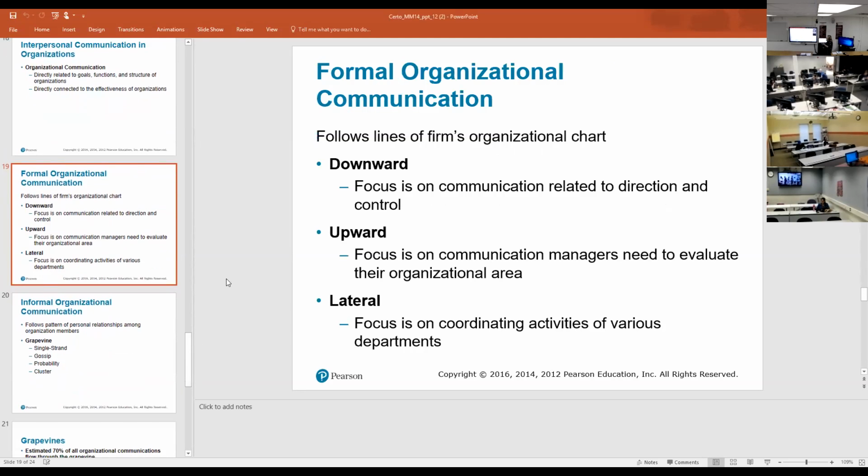Organizations will communicate downward, upward, and laterally, okay? The downward is communicating based on the organizational charts to people who are below you as far as reporting structure goes. You have more control over them. Upward is your communication to people who are your supervisors. And then laterally is communicating with other departments, people that are on the same level as you are. But you can see it does follow that organizational chart.